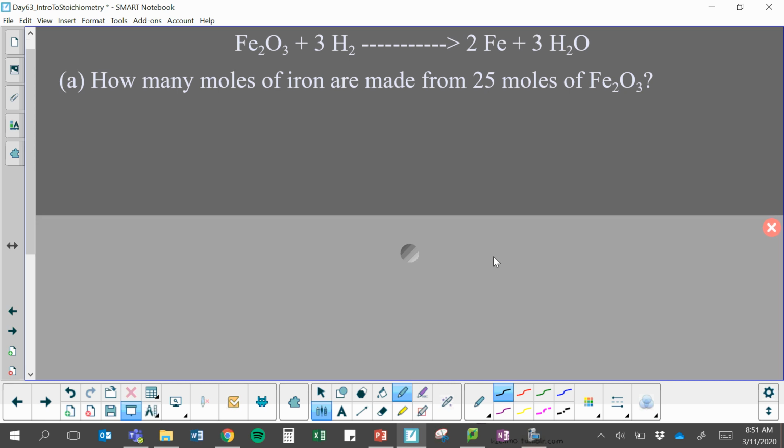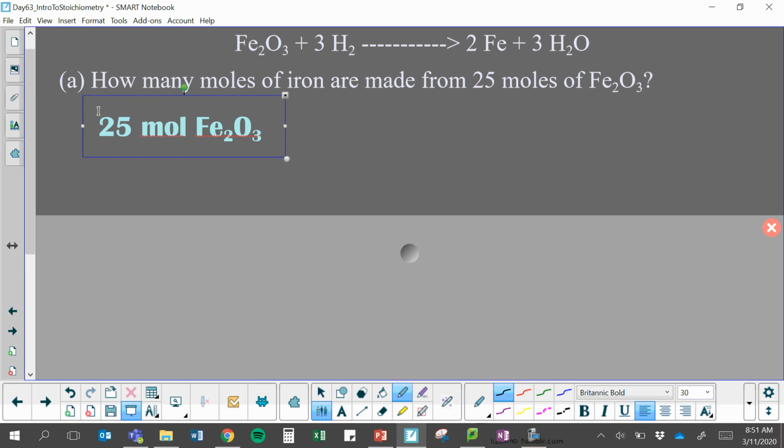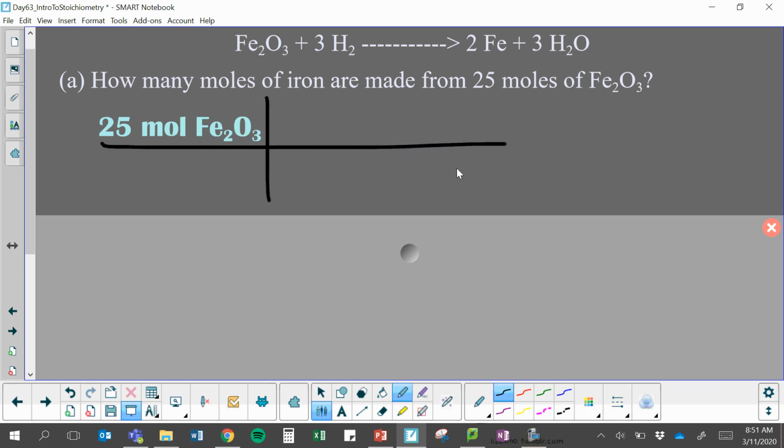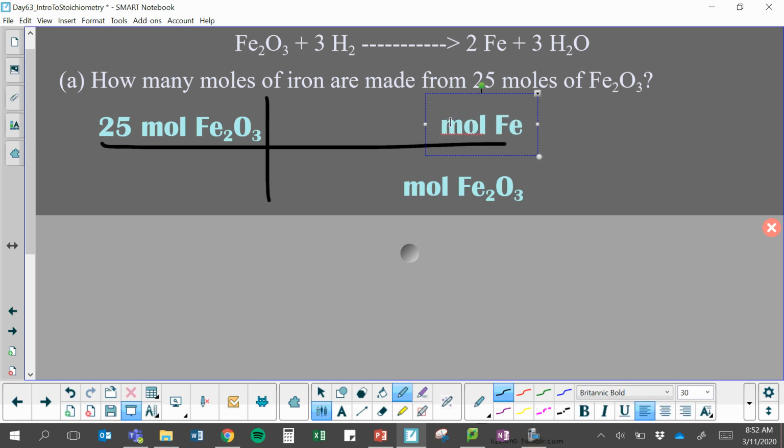Okay, so here's your first question. You can pause the video and try it on your own. Okay, what we're going to do is we're going to put 25 moles of iron 3 oxide. And then we'll draw our unit conversion chart. We want that to cancel, so we'll put moles of iron 3 oxide on the bottom. And we're wanting how much iron is made, so we'll put that on top because that's where we're going. And this is moles of iron.